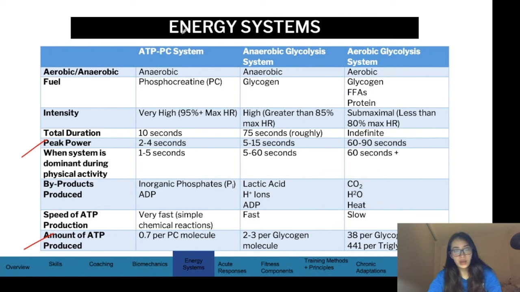Maybe one ATP for ATP-PC, two or three, whereas this is a lot, especially for fats. Look at how much ATP we can produce with fats. Inorganic phosphates are known as Pi. Hydrogen ions, well, Pi can also interfere with the muscle acidity, I think, but it's really the hydrogen ions which are the main culprit there.